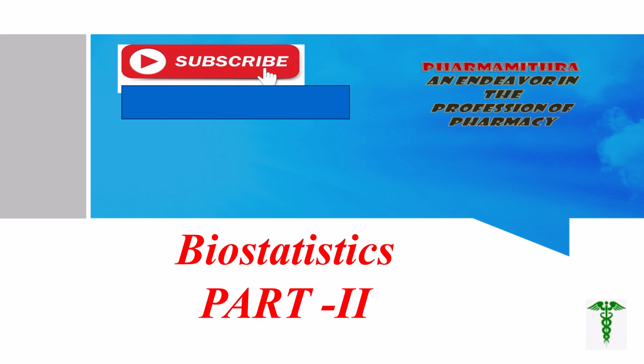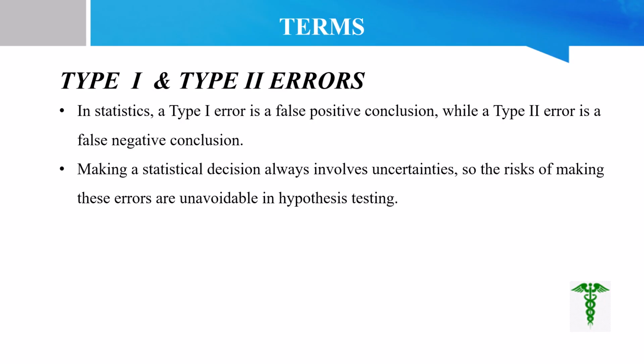Hi, today we are here for Biostatistics part 2. Mainly we are seeing what are the errors we can see in research methodology. Errors are of mainly two types, type 1 and type 2, where a type 1 error is a false positive conclusion while a type 2 error is a false negative conclusion. That is the difference between type 1 and type 2 error, which we use mostly in statistics.